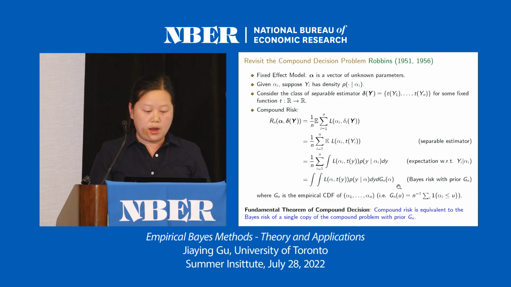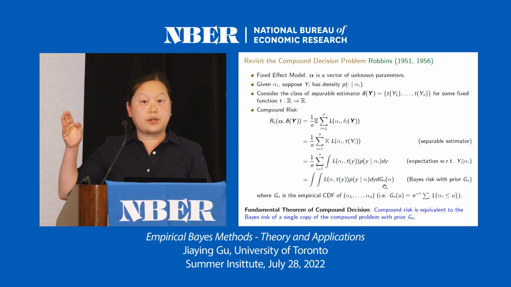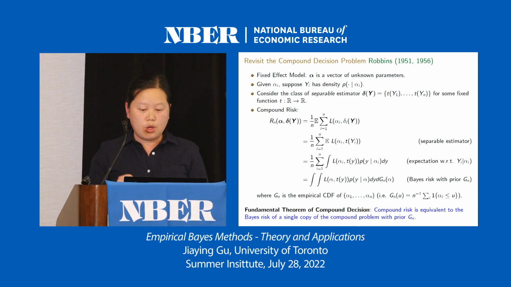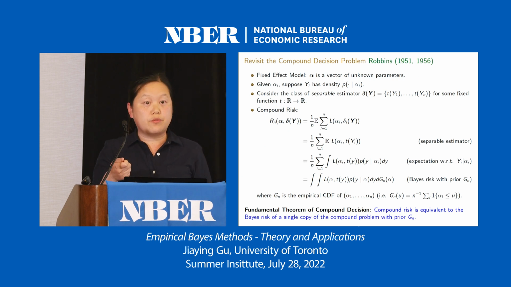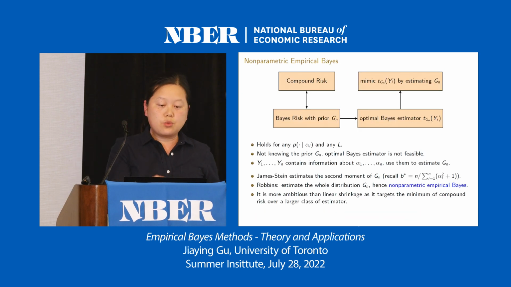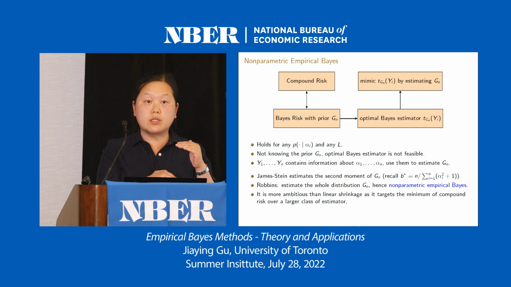So these G_n here are nothing but the empirical CDF of the vector of parameters alpha 1 to alpha n. So what has this brought us? This essentially connects the compound risk to the base risk of a single copy of the compound problem with a very specific prior. This prior, G_n, makes the link back to the compound risk. Since we've connected compound risk to base risk with a specific prior, now pretending that we know that prior, we could work out the Bayes rule, which will minimize the base risk, equivalently minimize the compound risk.